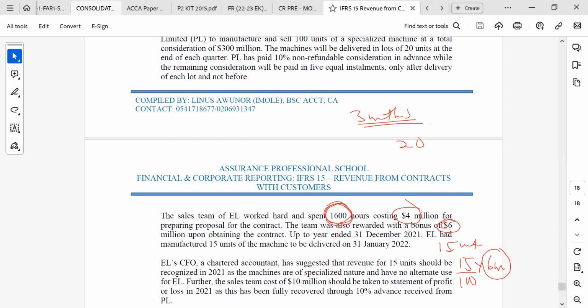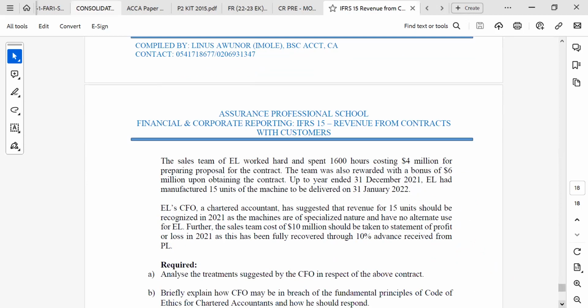We are recognizing 15 for revenue. So 15 over 100 times 6 million has to be recognized as an expense. The remaining one will be shown as a contract asset. Okay, so let's see what the accountant is suggesting based on the 6 million.